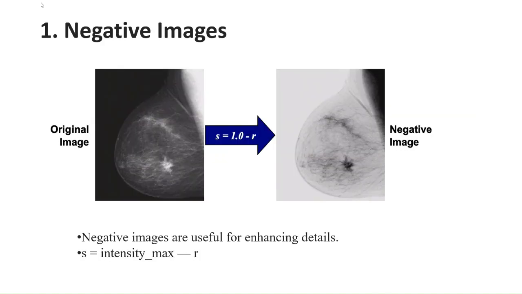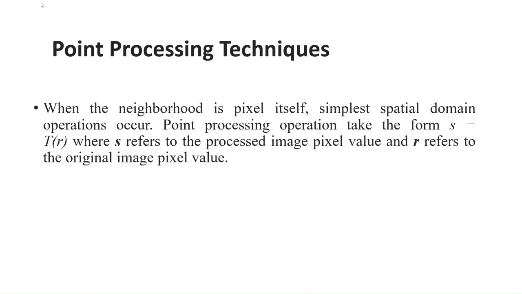Here we see the formula. In point process techniques, we are having the neighborhood. When the image has the neighborhood pixels, it is nothing but a point. So we are giving the size of the image in the pixel format, right? That is known as point processing techniques. When the image has the pixels by itself, then it is known as point process techniques.